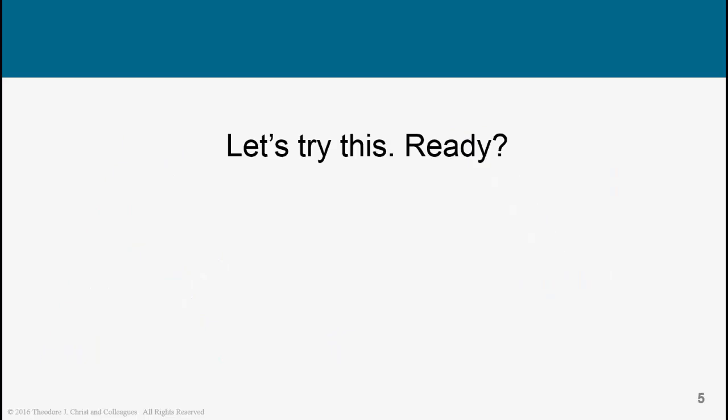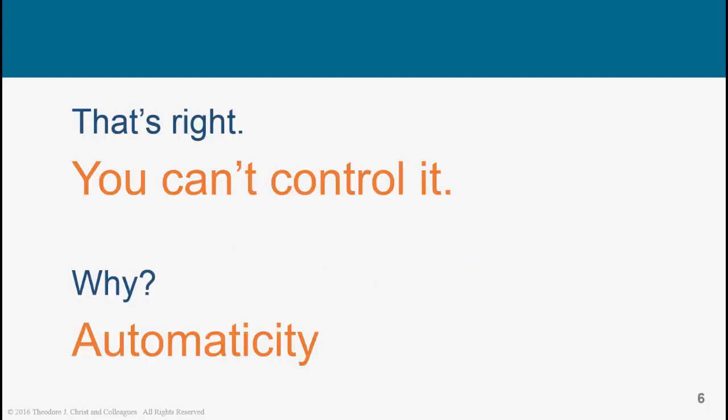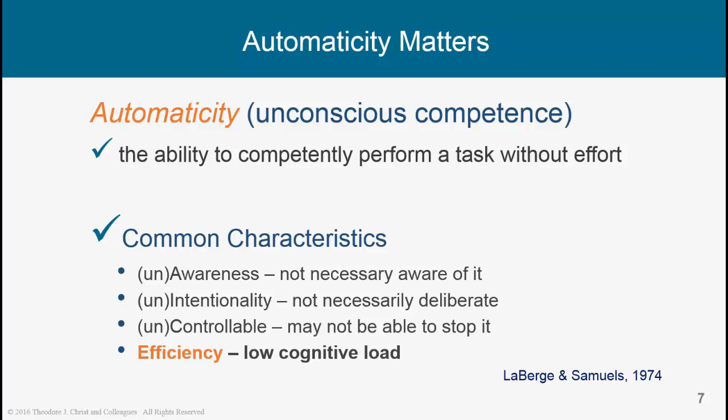We can also try this with more than just individual letters. You ready? If you're trying to suppress identification of words that have high frequency, you realize you can't control it. This is because you have established automaticity. And automaticity is the ability to competently perform a task without effort, engaging in the skill without any awareness.